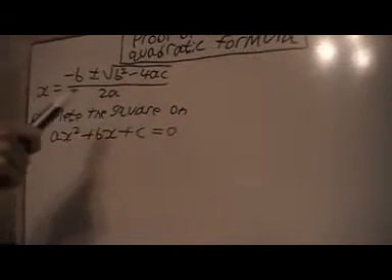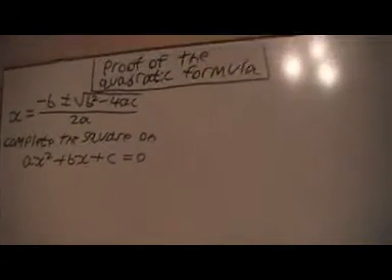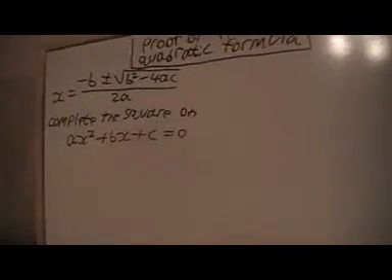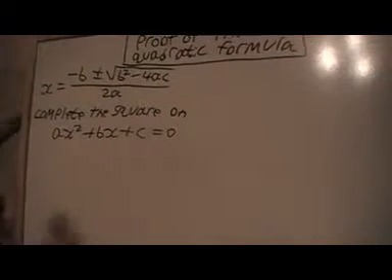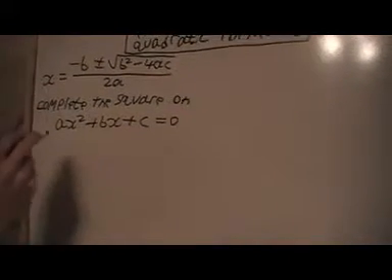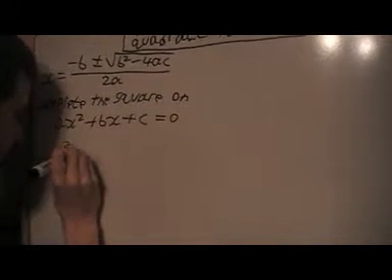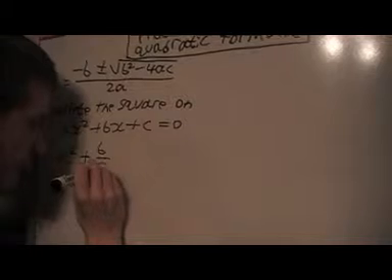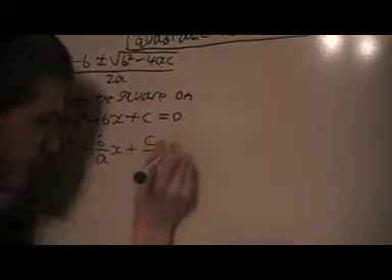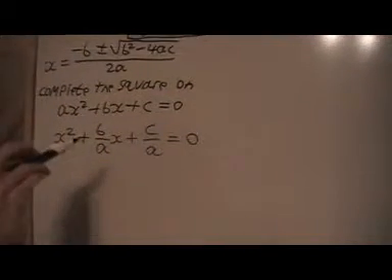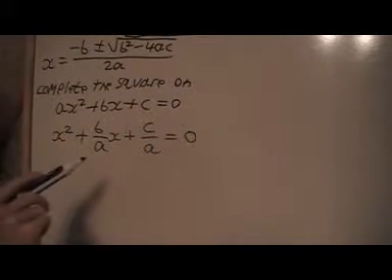So you can have a go now if you like, and I'm going to do it and you'll see if you've done it right or not. Right, so the first step when we complete the square on this is I'm going to divide everything by a. So I've divided everything by a.